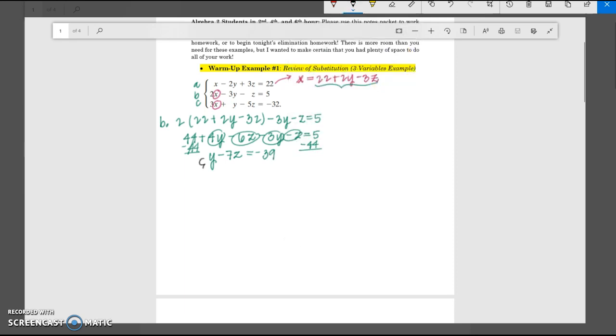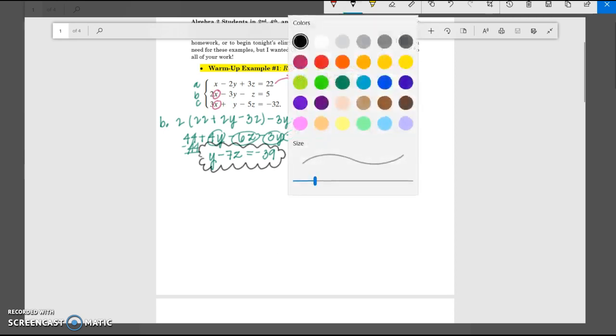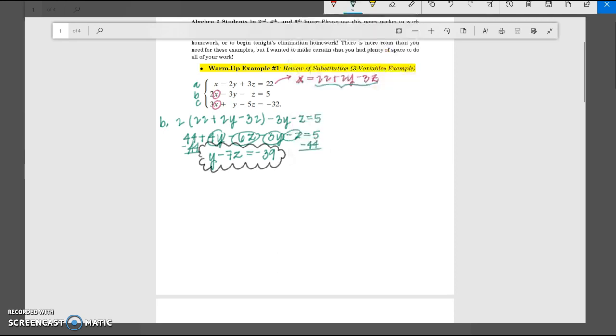And just like we did yesterday, we want to hang on to this expression for a second because we want to do the substitution step with the next equation down. So that way we end up with two equations, both with just two variables.